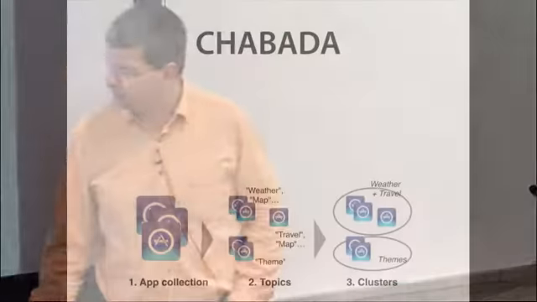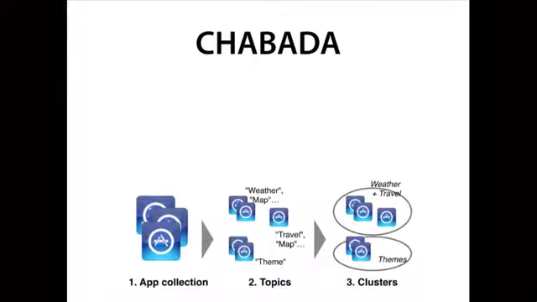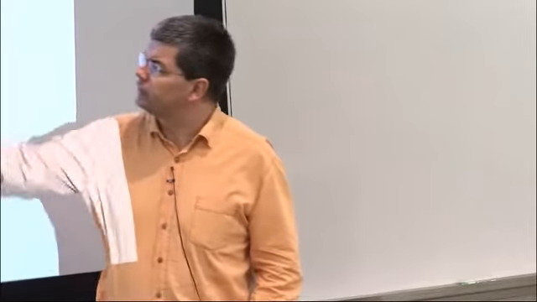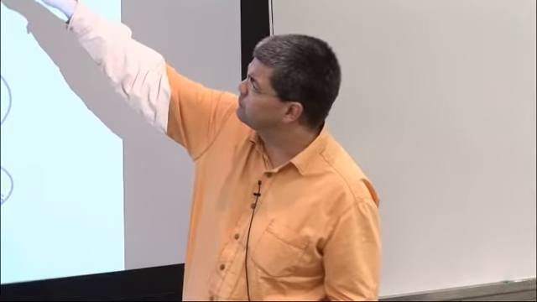So what we do in this work is as follows. We have set up a tool chain, which is named Ciabatta, which stands for checking application behavior against descriptions of applications.